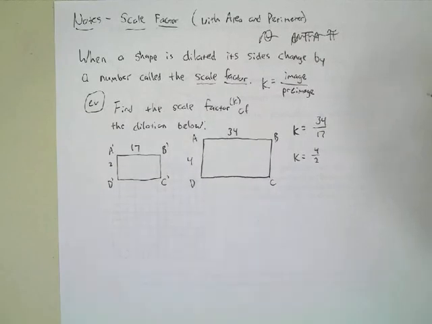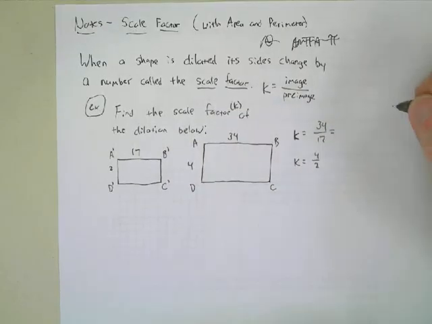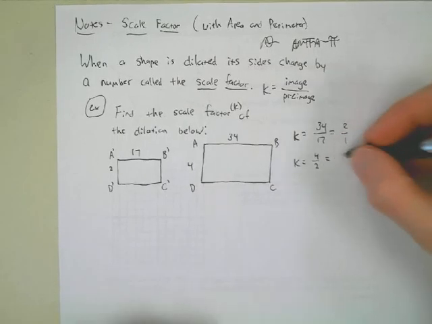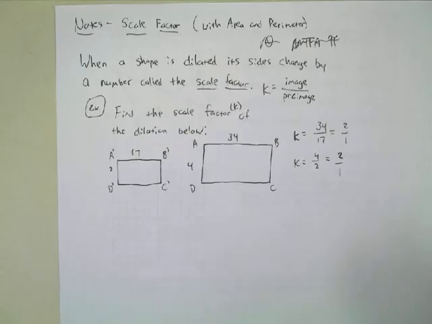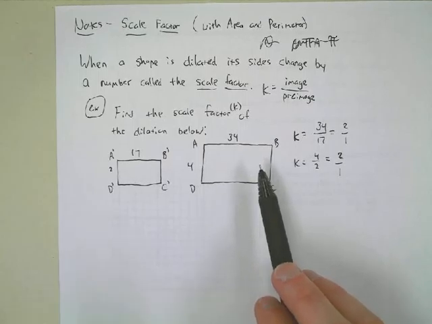I'll show you here in a second. So k equals 34 over 17. Now, do you know what that simplifies to? 2 over 1. Very good. Or just 2. Same thing here, right? 4 over 2 is 2 over 1, which should be the same thing because they're from the same kind of dilation. That's right. Okay. Very good. So if we look here... Wait a minute. I did this backwards.